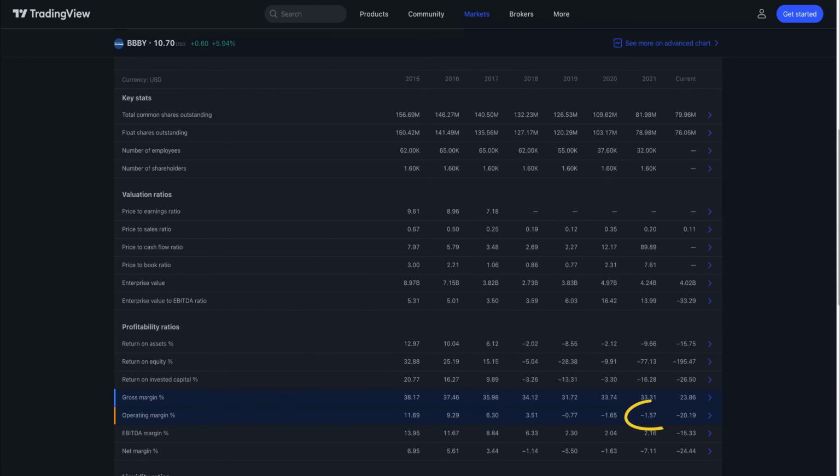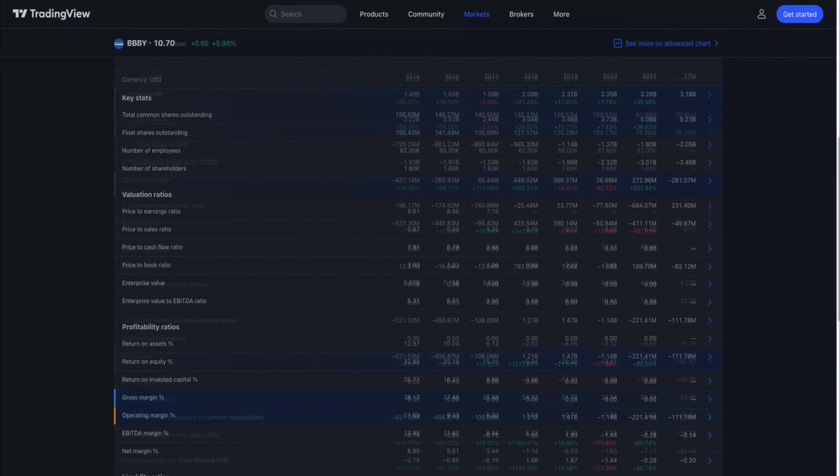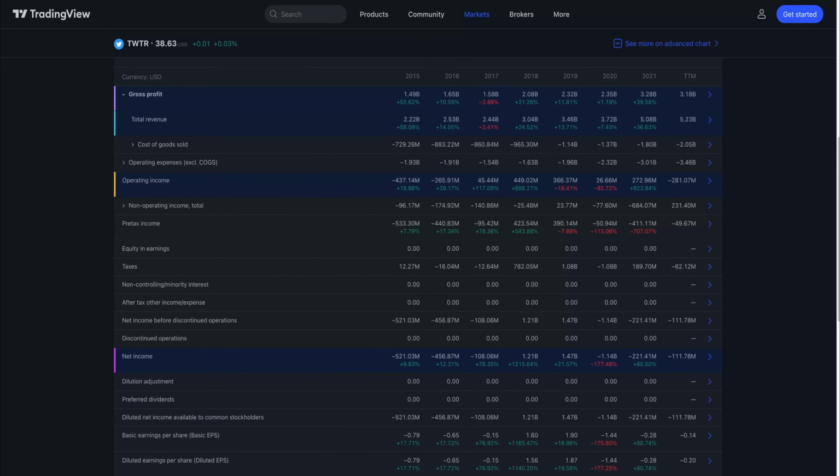Last, the operating margin, which as you may recall from earlier, we want to see a number of 15 or above, it's negative 1.57, meaning that Bed Bath & Beyond, for every dollar of sales they make, they generate a loss of $1.57. Needless to say if this company is considered a good long-term investment or not. Let's check one more company, Twitter.